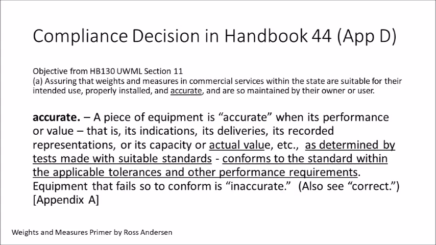Here we have the definition of accurate. So a piece of equipment is accurate when its actual value, as determined by tests made with suitable standards, conforms to the standard within the applicable tolerances and other performance requirements. My question to you is, what about the uncertainty? If in fact we were applying calibration verification, then there would be some expression of the uncertainty here, but it's simply not there.